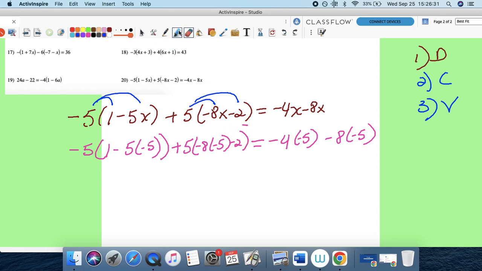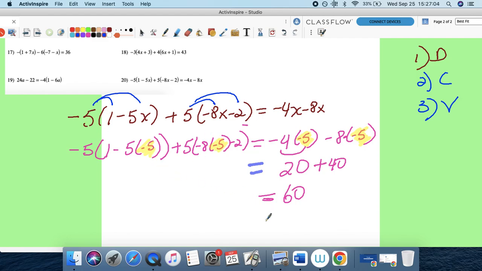Okay, there's a lot to do here. So place where I replace the x with negative 5. There, there, and there. Let's do the right side because it's easier. Negative 4 and negative 5 is positive 20. Negative 8 times, remember there's a times here, negative 8 times negative 5 is positive 40. So all that equals 60. So I hope to God that the left side is also equal to 60.